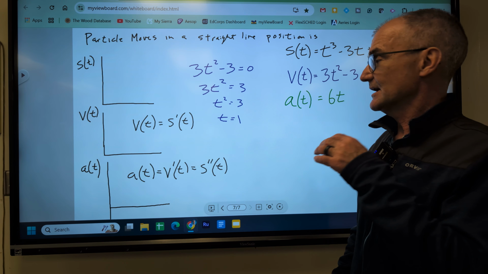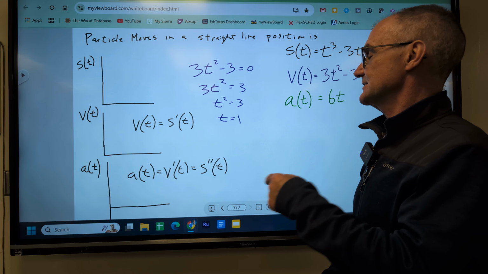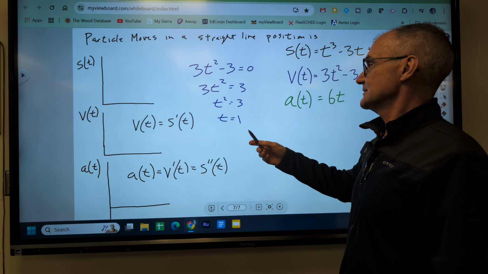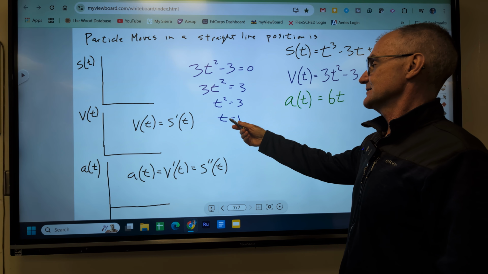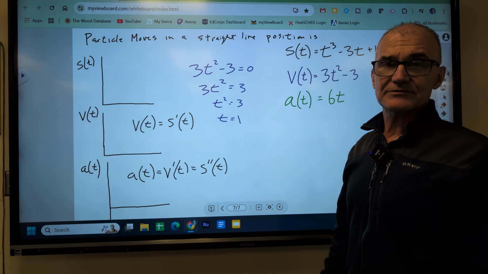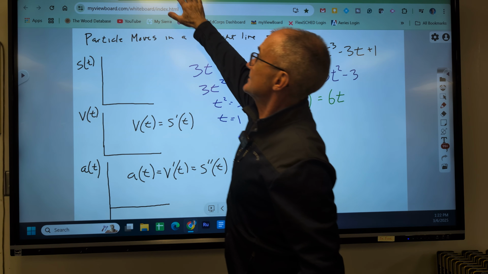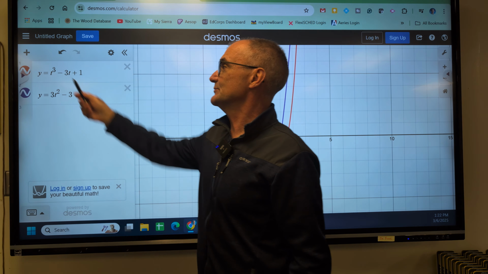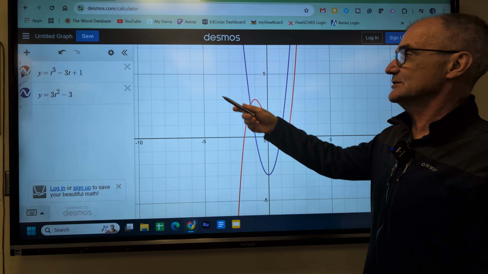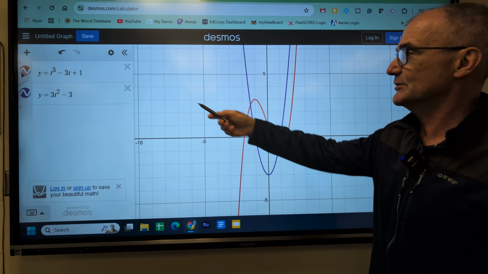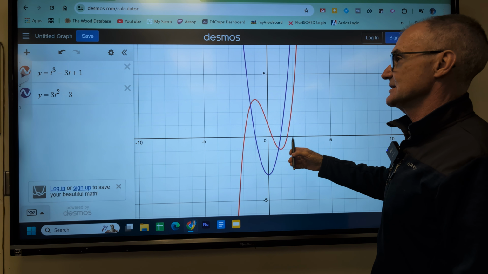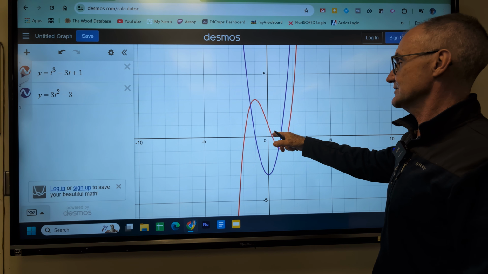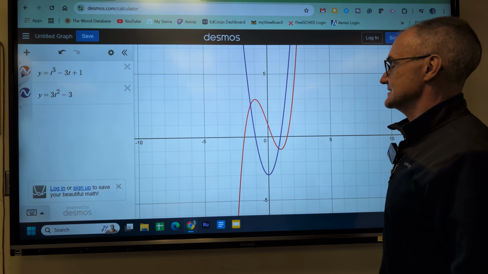If the problem said, at what time does the particle start to speed up, it's going to be t greater than 1, because that time is the flat spot on the graph. Let's take a look at that graph. Let me click over here to Desmos. In red right here, we have the movement of the particle, t cubed minus 3t plus 1. And then in purple here, we have its derivative.